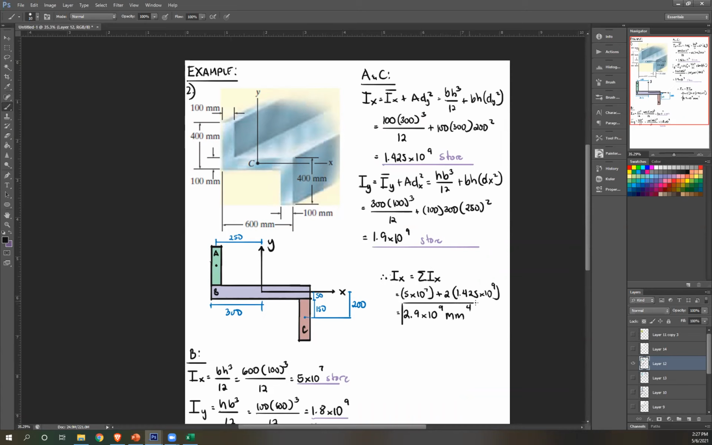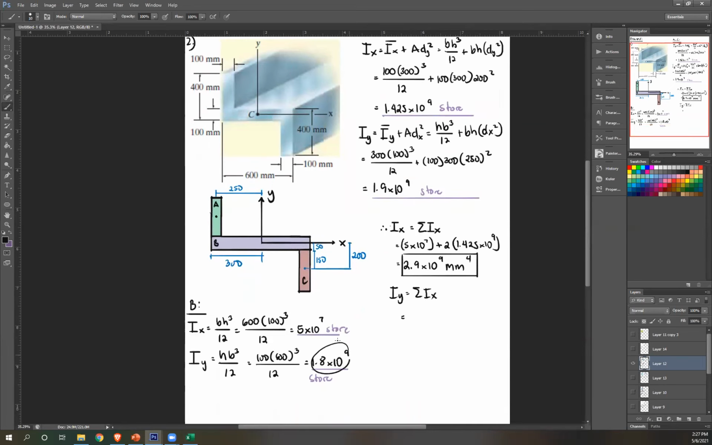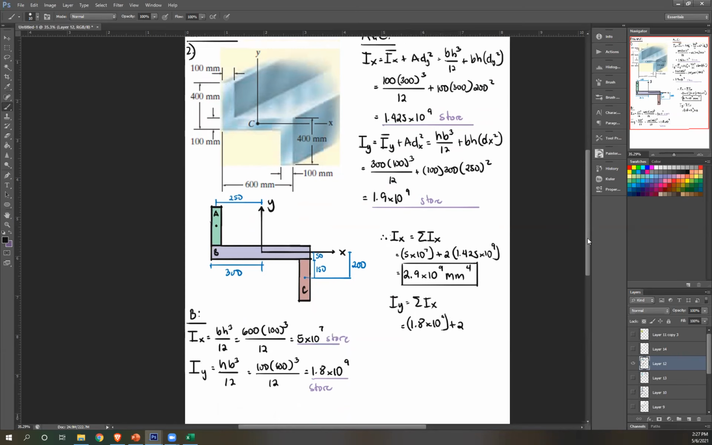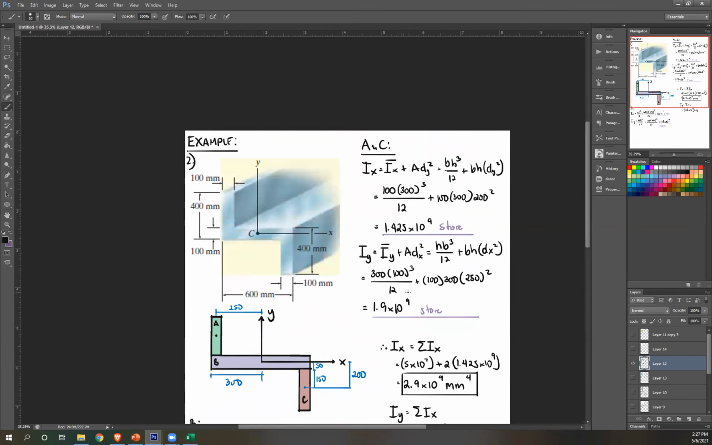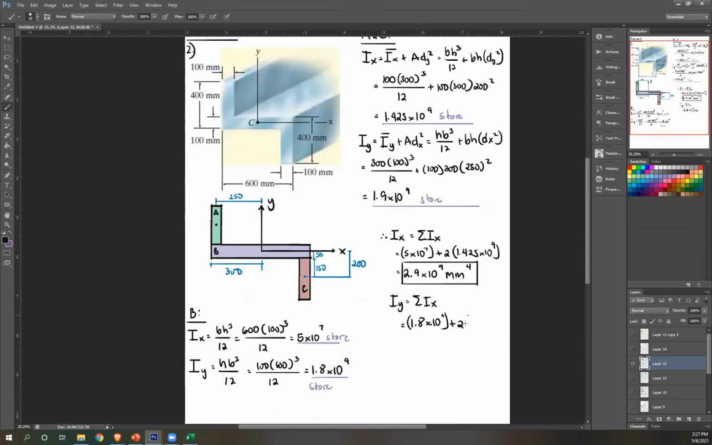Okay. Do the same thing for Iy. Summation of Iy. So let's see here. This is 1.8 times 10 raised to 9 plus, again, Iy of A and C are the same, so I'm going to multiply it by 2, so 1.9 times 10 raised to 9. What's the total answer?